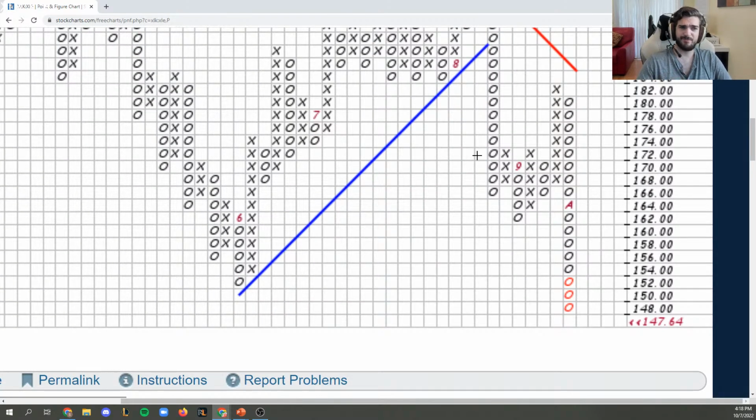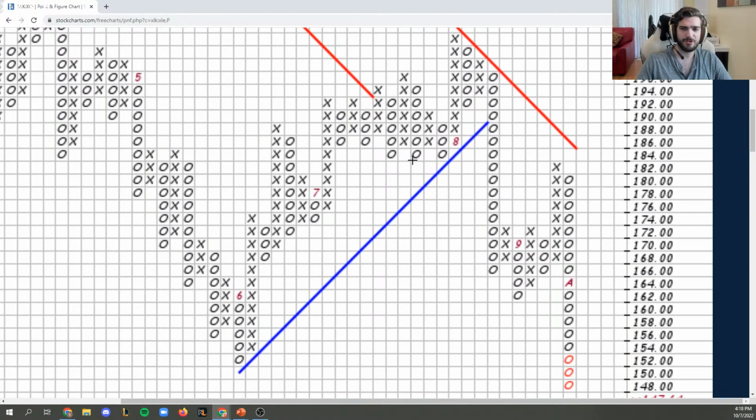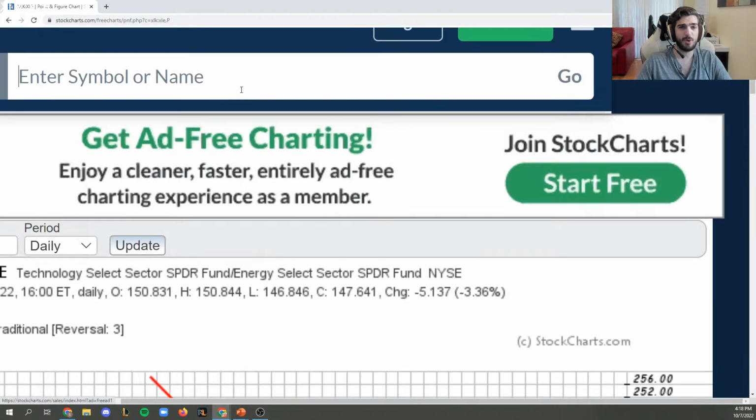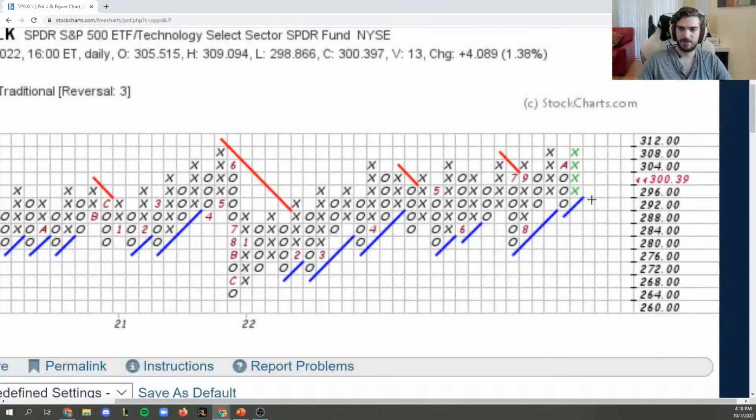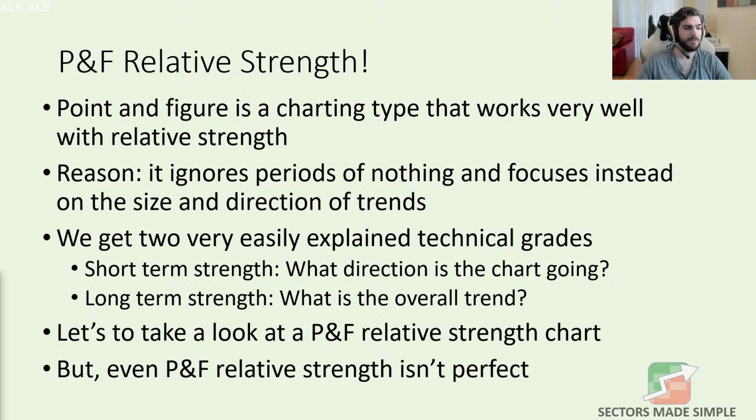After you do this a couple of times, you'll start to realize you can do it pretty quickly. SPY, XLK. All right, column of X's, and our most recent signal was a buy signal. In 5 seconds, you can read the chart and get short-term and long-term strength. That's the benefit of these charts. But the drawback is pretty obvious.